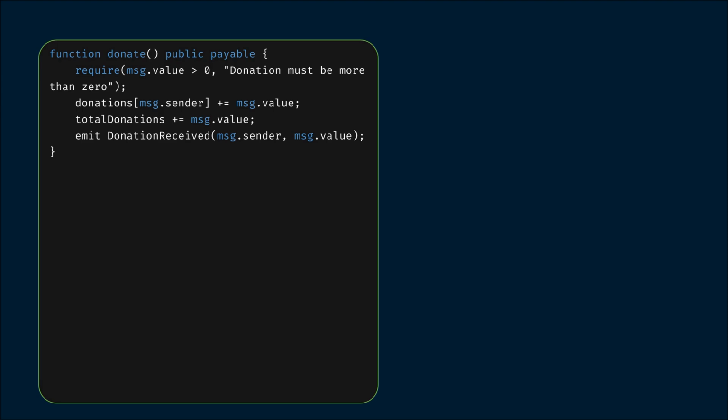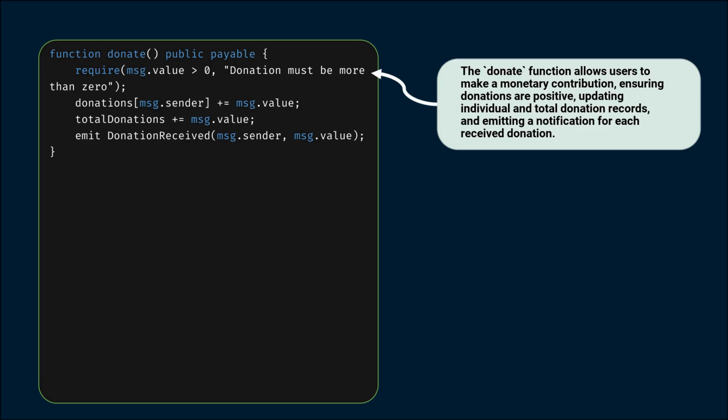Next, we will delve into the donate function, which plays a pivotal role in our fundraiser contract by processing incoming donations. In this function, we verify that the contribution being made is greater than 0 using the require statement. This check is essential as it prevents users from making invalid, zero-value transactions that could compromise the integrity of our donation tracking system. If the requirement is met, we proceed to record the donation by updating the donations mapping, which tallies the amount each user has contributed. Additionally, we increment the total donations variable to maintain an accurate running total of all funds collected.